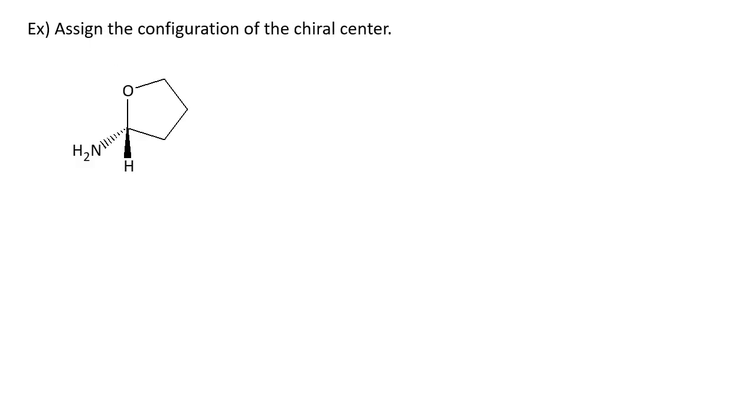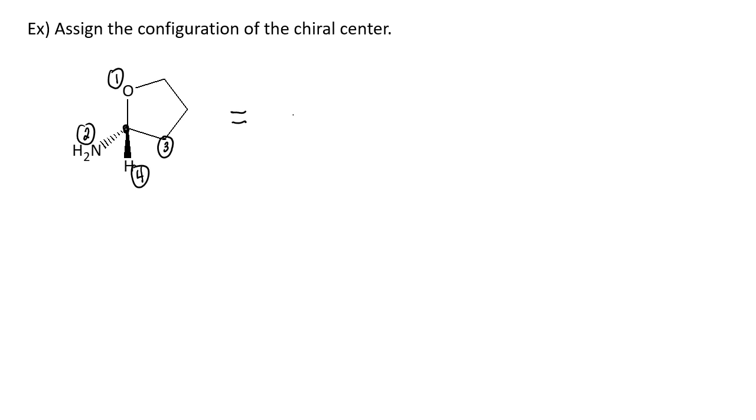We're going to look at several more examples, and I'm going to use the switch trick for each of these. We want to assign the configuration of the chirality center. This is our chiral carbon. Oxygen is going to be highest priority because it has the highest atomic number. Then nitrogen, then the carbon, and hydrogen is going to be the lowest priority.